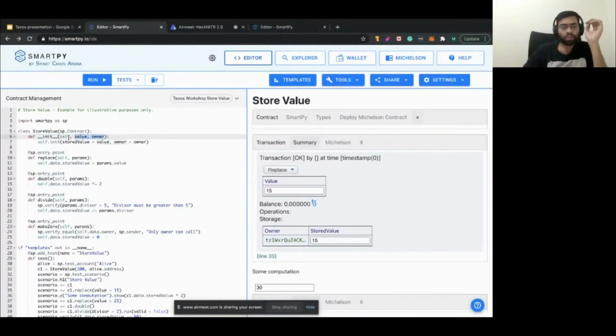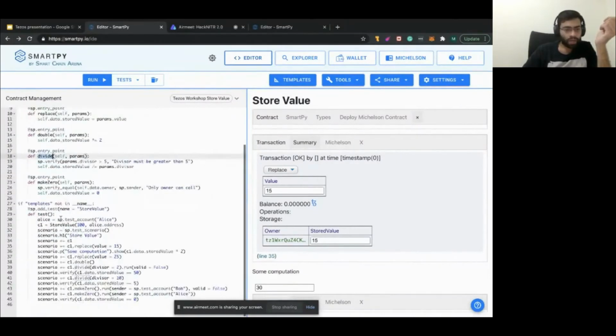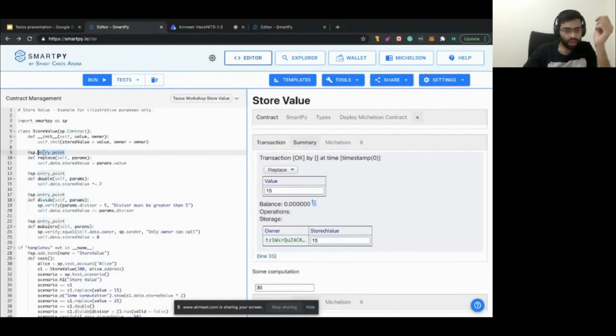So let's say I'm creating this contract that just does two things. It stores an initial value, and it can double it and it can replace it, right? And of course it can also divide it. So yeah, these are the functions. These are what are known as the entry points. You see we've annotated it with sp.entry_point. What entry point means is that these functions of the smart contract are exposed to the outer world.